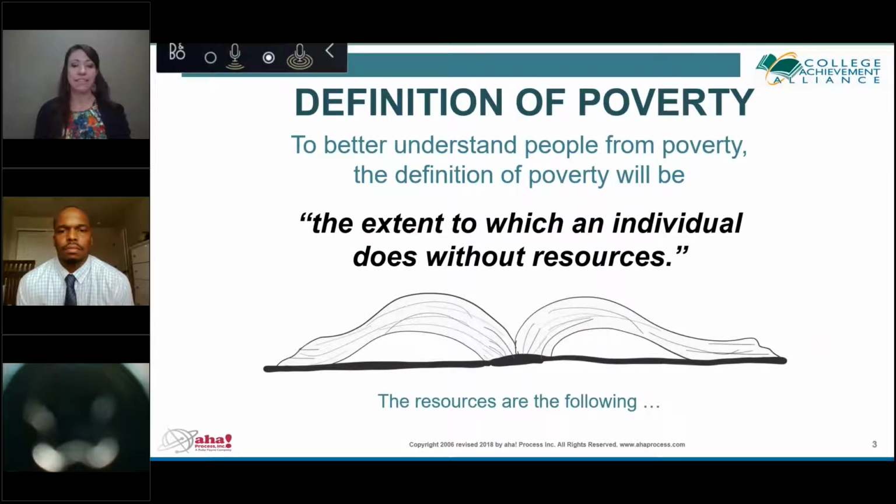Understand people from poverty, we define it as the extent to which an individual does without resources. When we think about poverty, what is the one resource that always comes to mind first? You can just click that in the chat box real quick if you want to. What's the first resource that we think of when we think of poverty that students need? Money. Yeah, money, books, money for books, food, housing. Great. Yes, all of those things, because all of those things have to do with a financial resource that our students are missing that creates a lack of stability in their lives.